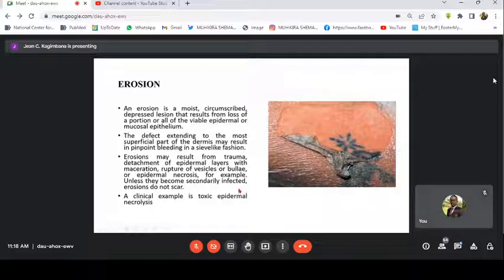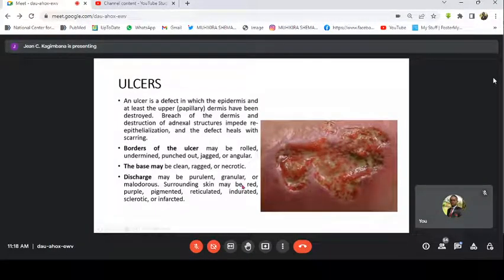Now, ulcer. The ulcer: the epidermis has gone, the dermis has gone, and sometimes you go up to the subcutis.